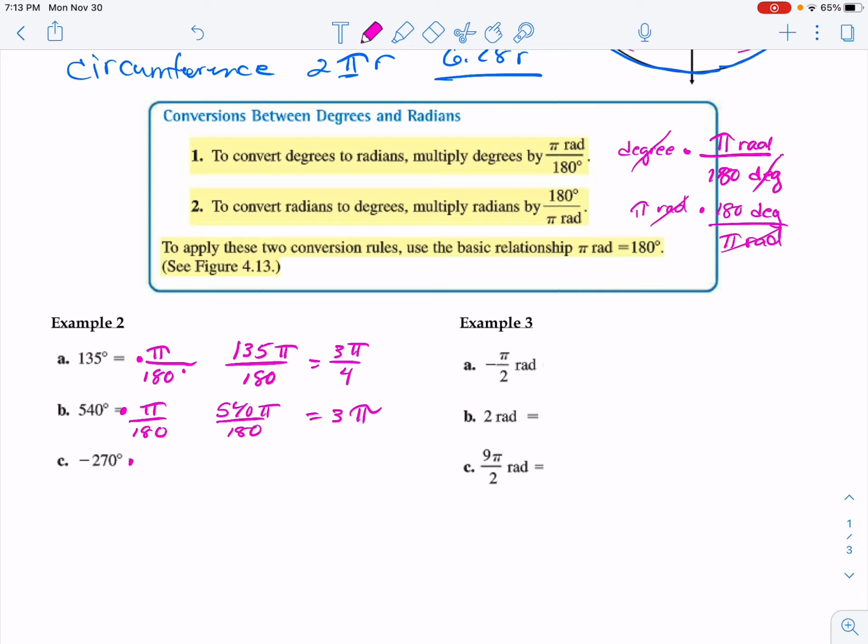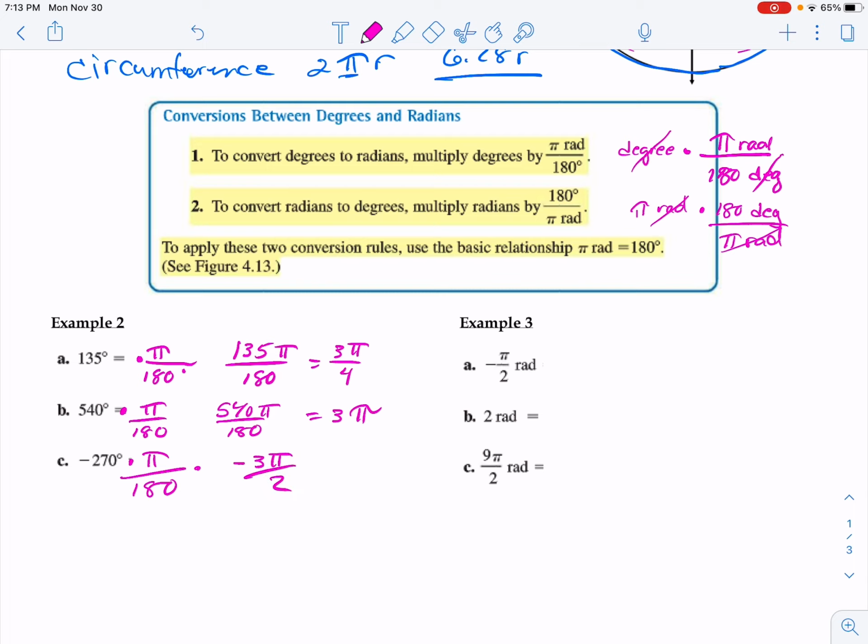I have negative 270. We've got to talk about direction here in a minute, but it doesn't matter. So 270 divided by 180 is 3 halves, so negative 3 pi over 2.